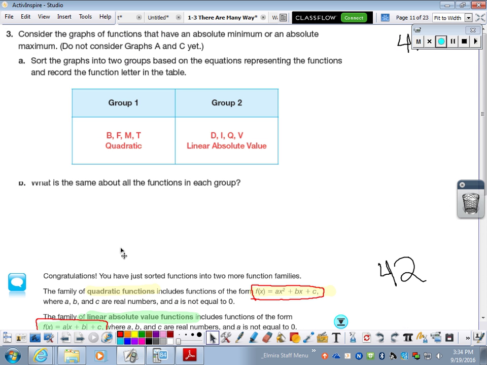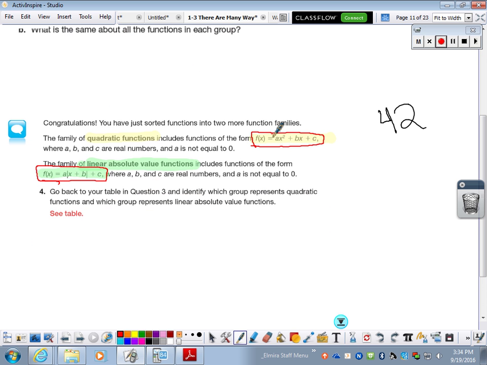Okay, so those belong in a function family together. The quadratics are one function family. Those are your U shapes. And your linear absolute value, those are your V shapes. It could be an upside down U or a right side up U. Quadratics have an exponent of 2 to go with the x. A, B, and C, remember, are going to be numbers. They're not going to be A's, B's, and C's. And then absolute value functions have the absolute value symbols in them. They're easy to tell because they have absolute value in them.